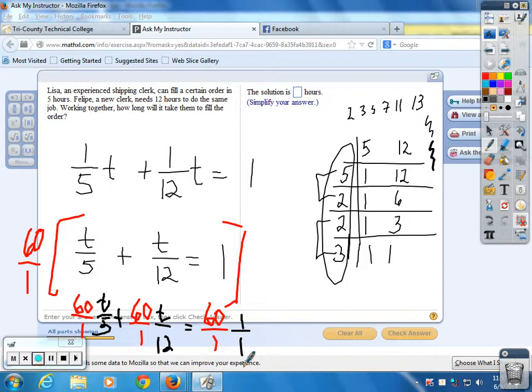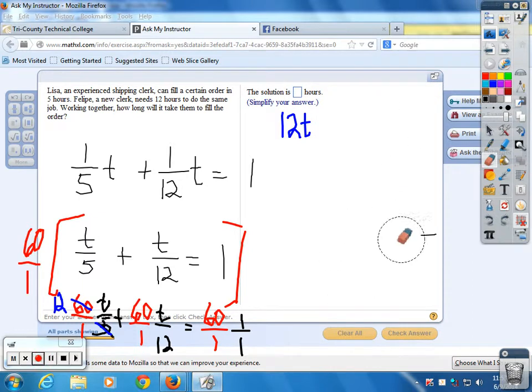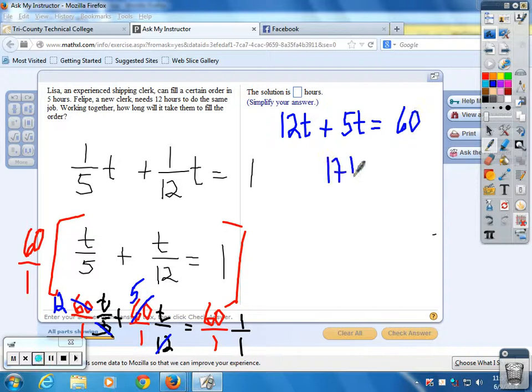And what happens to the 5 and the 60? 5 will go into 5 one time, 5 will go into 60 12 times, you get 12t. 12 will go into 12 one time, go into 60 5 times, plus 5t is equal to 60. 12t plus 5t is 17t is equal to 60. T is equal to 60 over 17.